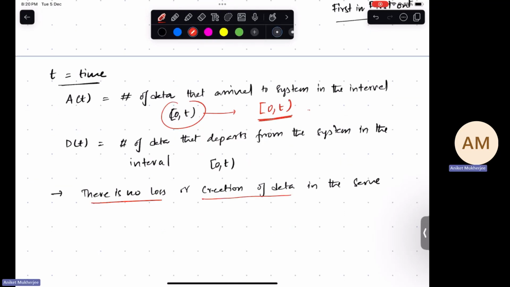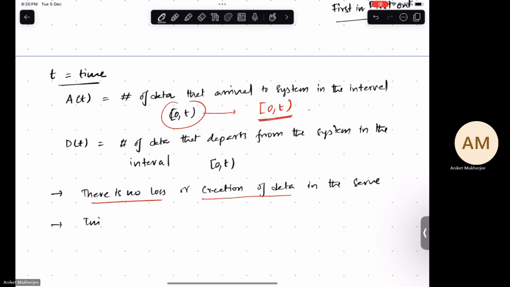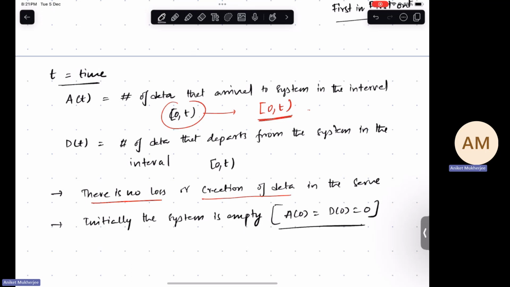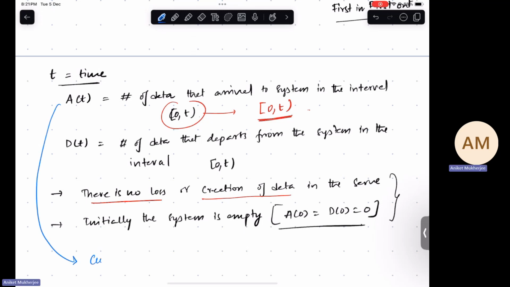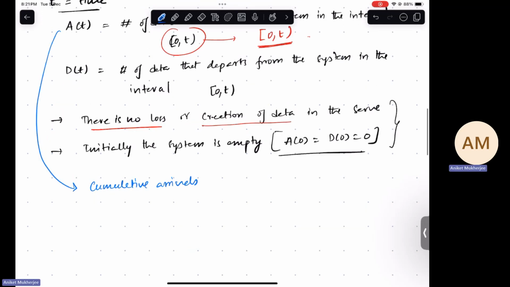And one more assumption is that initially the system is empty. What this means is A(0) equals D(0) equals 0. So we want our model to satisfy these assumptions. We'll call A the cumulative arrivals and we'll call D the cumulative departures.